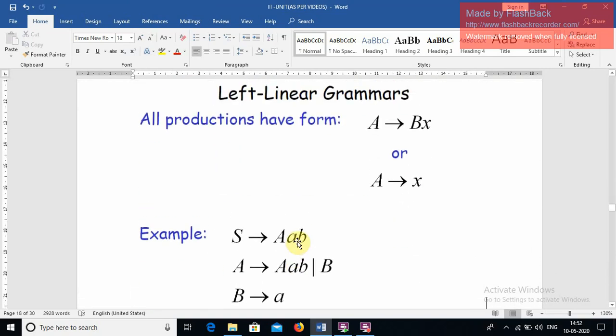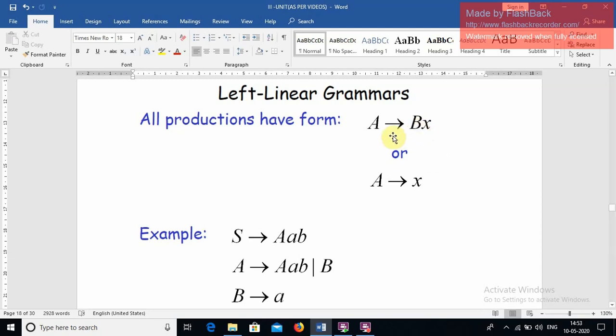Next, the left linear grammar. The left linear grammar consists of production rules of the form A to BX. From the previous one you can easily understand this. We have a non-terminal on the RHS, at most one non-terminal, and it is the leftmost one. So rightmost one means right linear grammar, leftmost means left linear grammar.